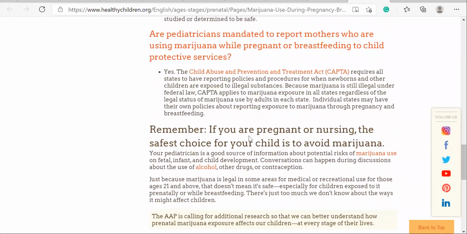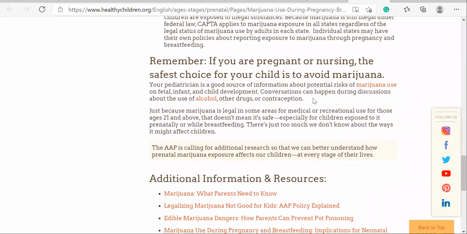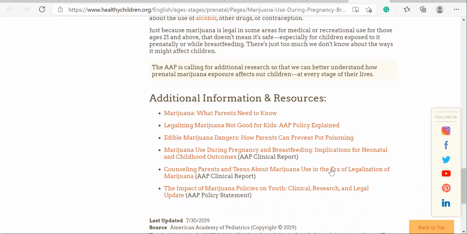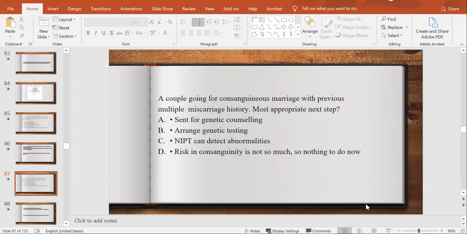And it's not an Australian guideline, it's mainly an American guideline. In the American guideline, if a mother is pregnant or breastfeeding and is still using marijuana, you need to report to the Child Protective Authority, because there is an increased risk to the baby with a mother doing this drug abuse. But in the Australian guideline, I haven't found anything like that. This is the American guideline. This is the Australian one. Give it a read. Okay.